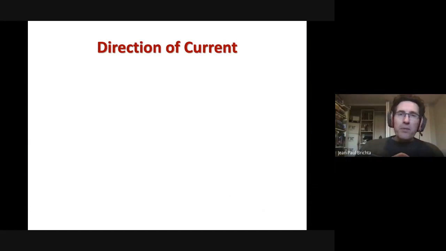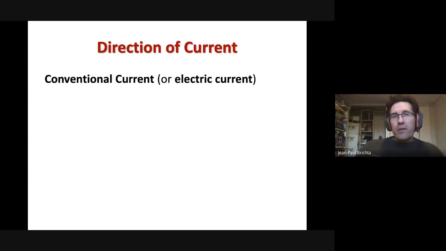Now current is a little bit tricky because depending on who you ask, current can flow in one of two possible directions. The first one that I'm going to talk about is what's known as conventional current, or sometimes called electric current. And this is the preferred direction when we use physics. The two methods, this one, conventional current, and the one that I'm going to talk about in a moment, really only differ in terms of their direction, at least as far as this course is concerned.